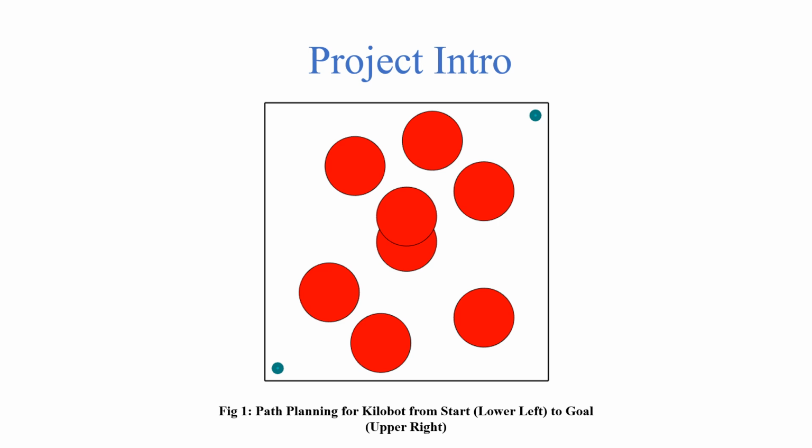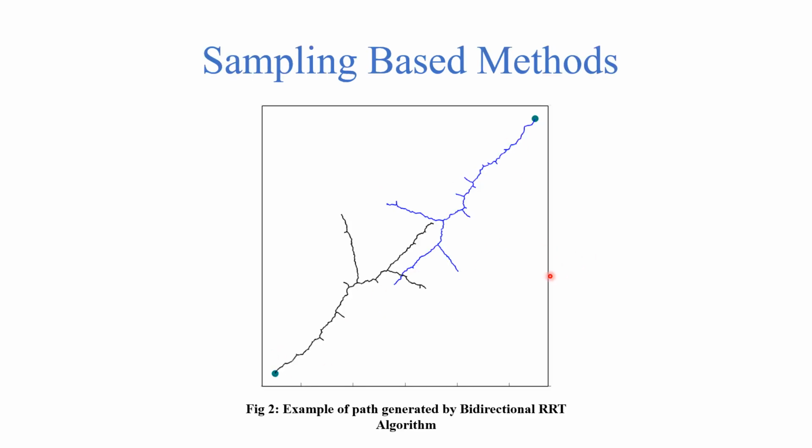So as usual, the problem setting is we're trying to find a collision-free path from the start to the goal, avoiding the red obstacles. Now this figure right here shows an example of a path generated by a bidirectional RRT algorithm.